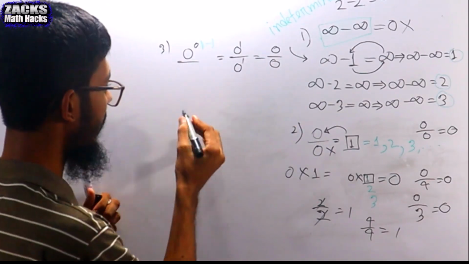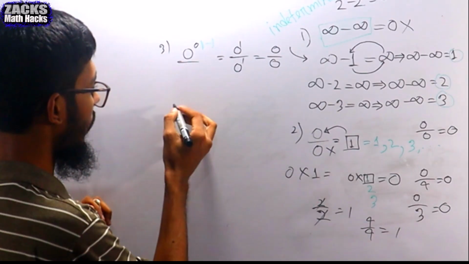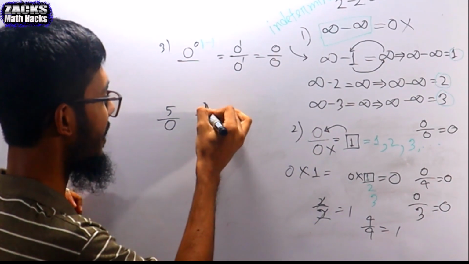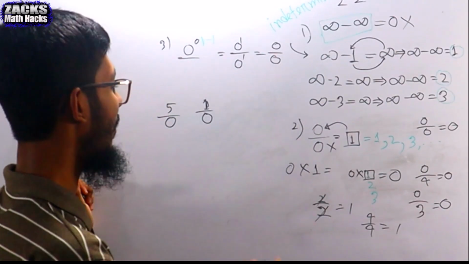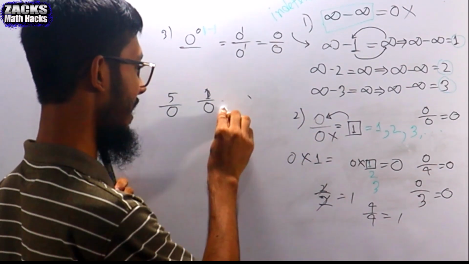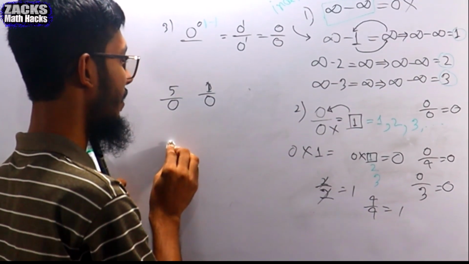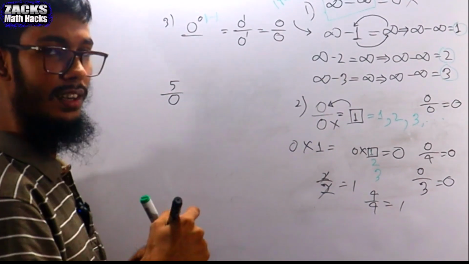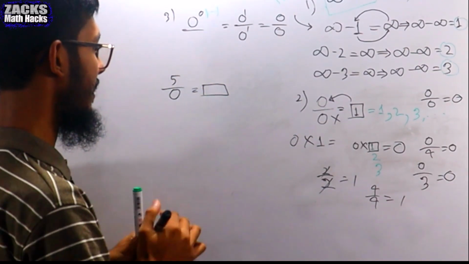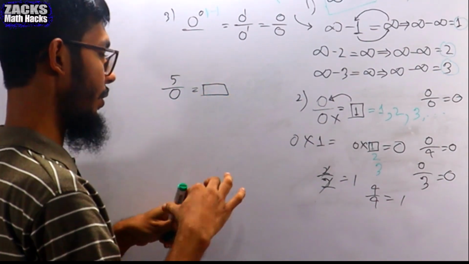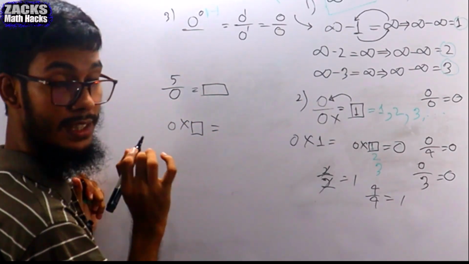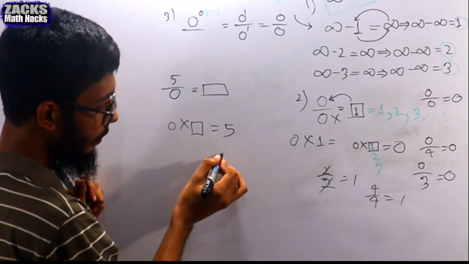Okay, consider 5 by 0 or your favorite one, 1 by 0. If I asked you 1 by 0, most of you say this is infinity. Not infinity, whatever, leave this one. Consider this kind of expression like 1 by 0, 5 by 0. Now tell me, what is the result? Let me assume the result is box. So our assumption is we will put something here like 0 multiply box, so that we get 5. Here we should keep something.